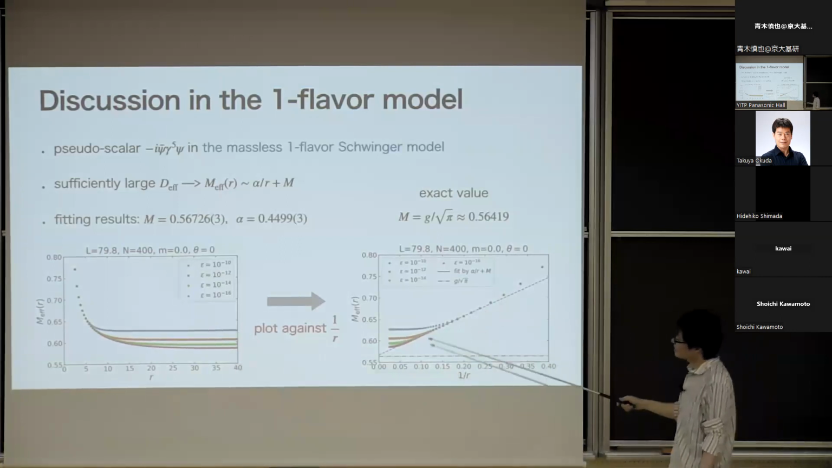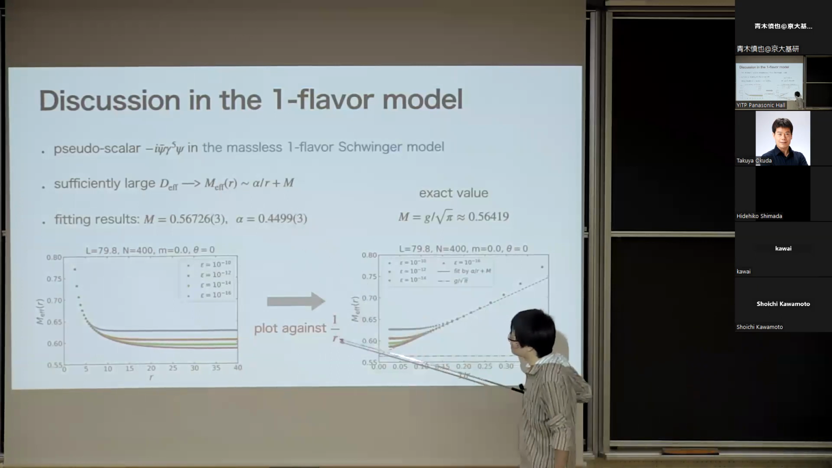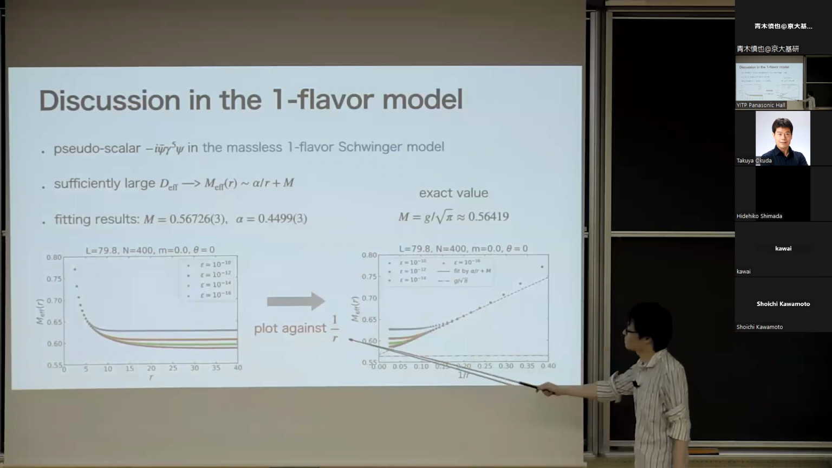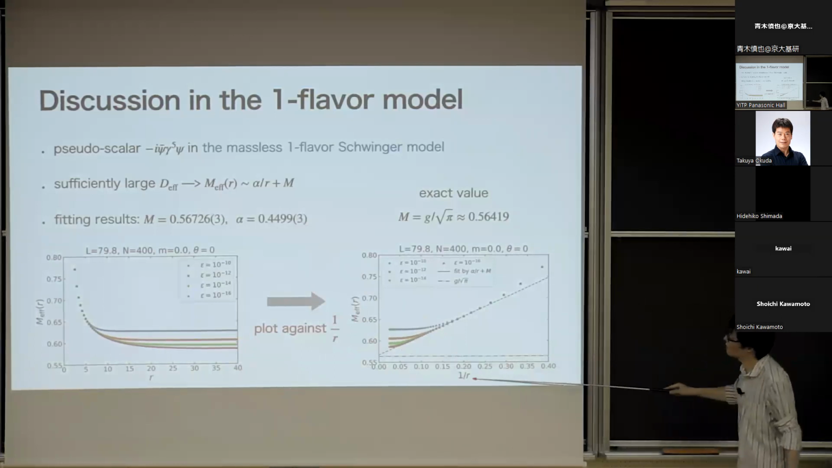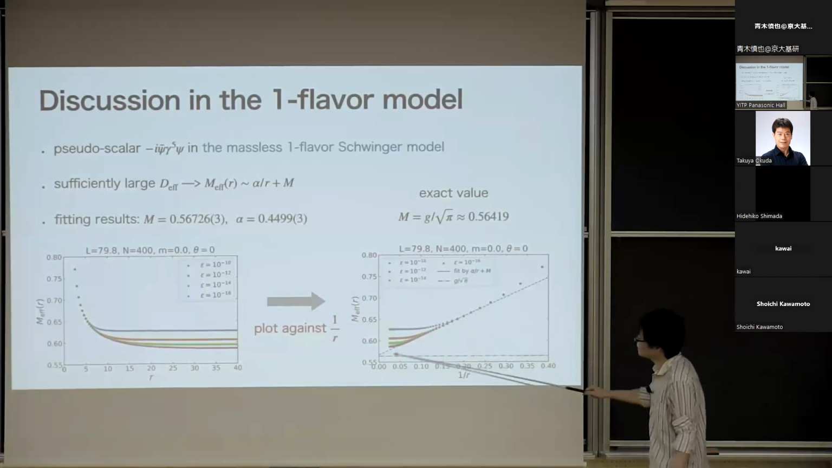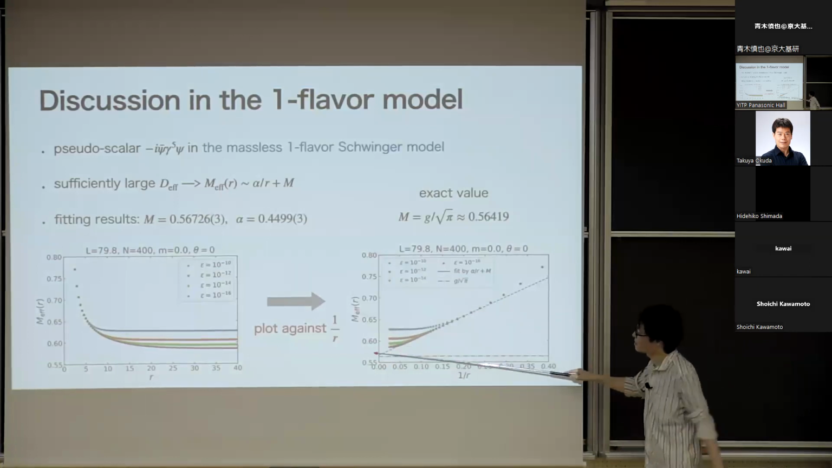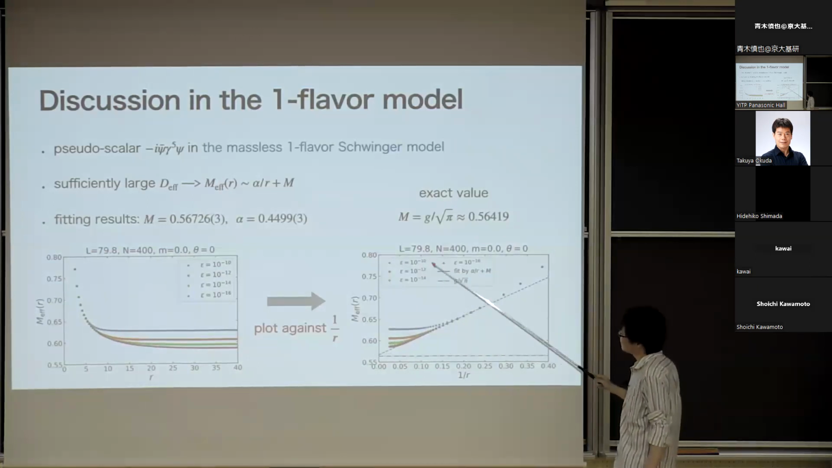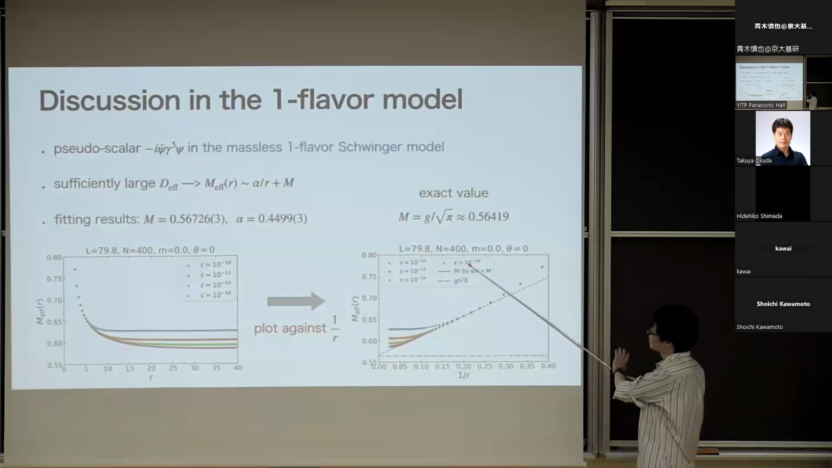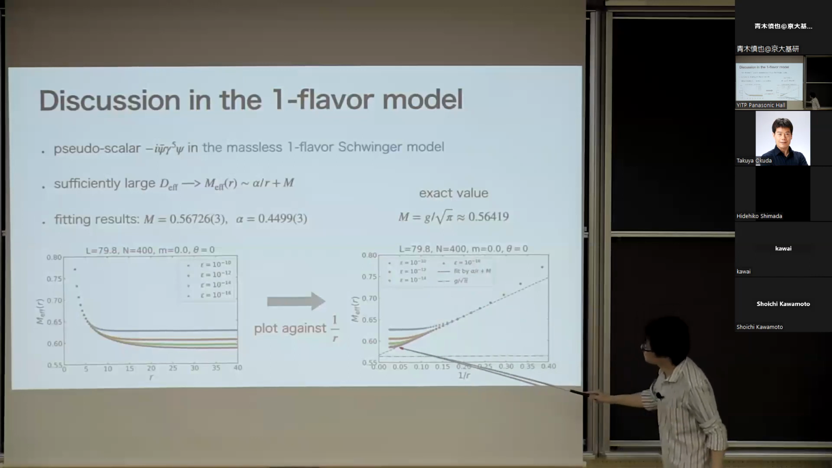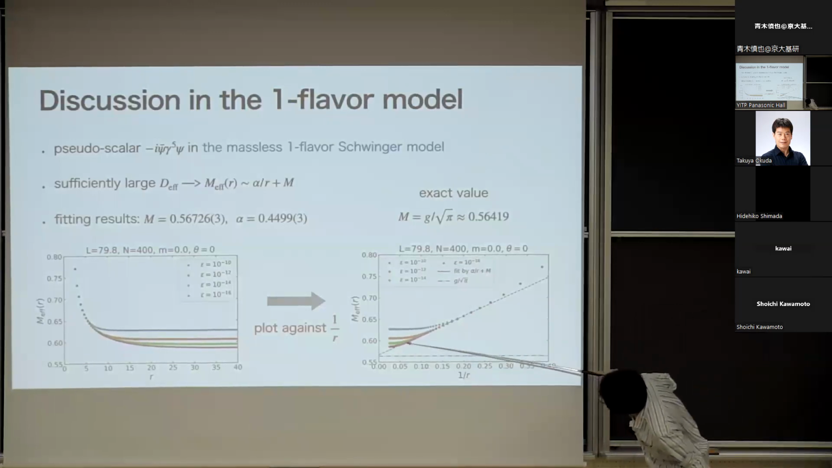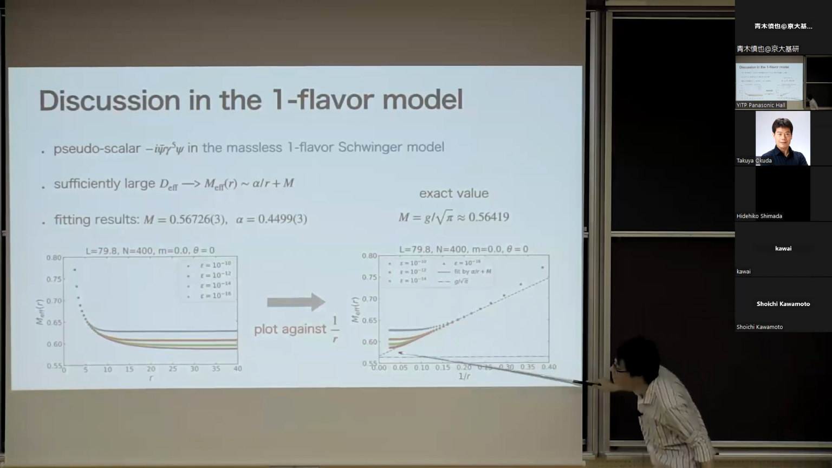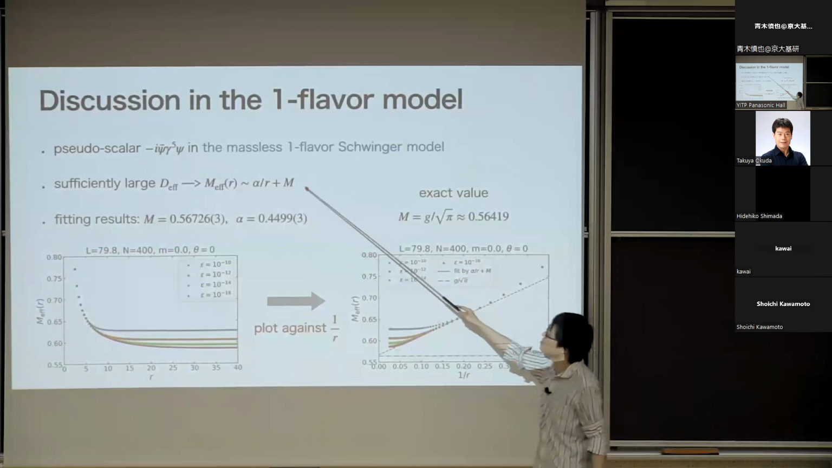To identify this 1 over R behavior, we plot the same effective mass against 1 over R. So the horizontal axis is now 1 over R, and the left-hand side is the long-distance points. You can see that if we make epsilon small, I mean make the bond dimension large, the linear behavior appears, though it is difficult to see. This is the red point. It's almost linear around here. So this is consistent with this prediction, 1 over R plus m.